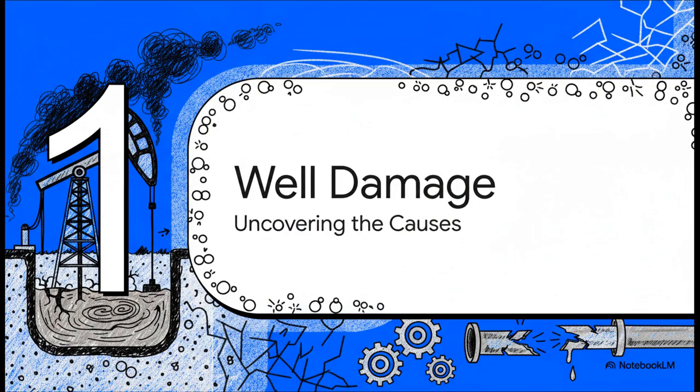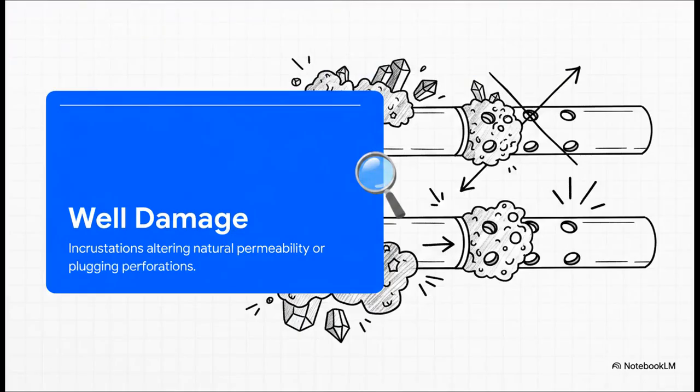This is where we uncover the actual root causes of our well's underlying illness. By definition, well damage refers to any mineral or organic incrustations that alter the natural permeability of the reservoir or plug the perforations in the production tubing. Whether it's just a partial blockage or a complete absolute seal, these deposits effectively choke the critical area immediately surrounding the well. They stop the hydrocarbons from flowing to the surface. And, in this industry, a choked well literally means millions of dollars in lost production.